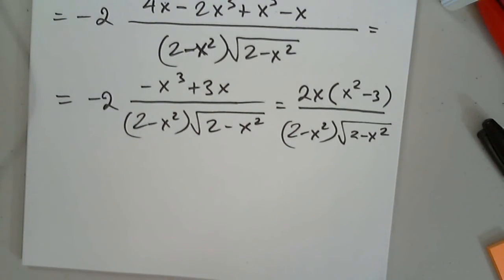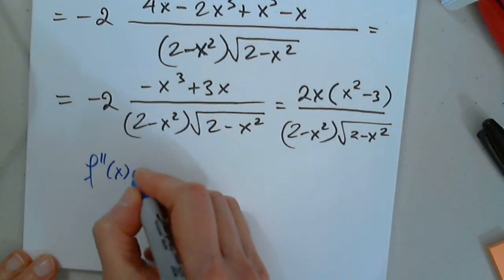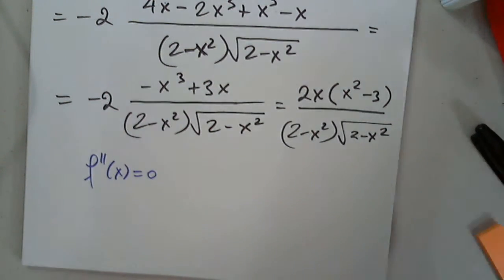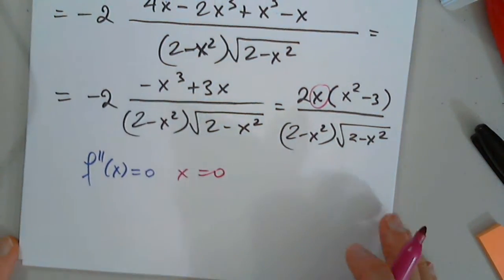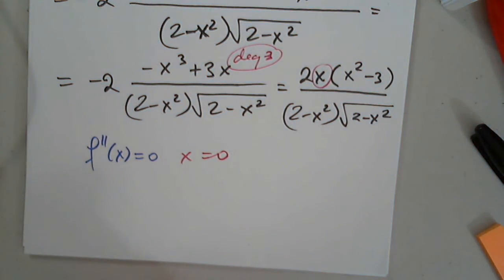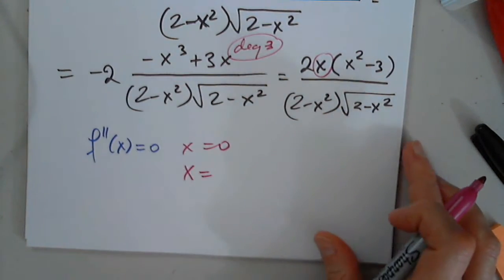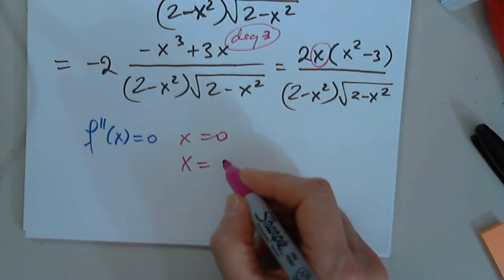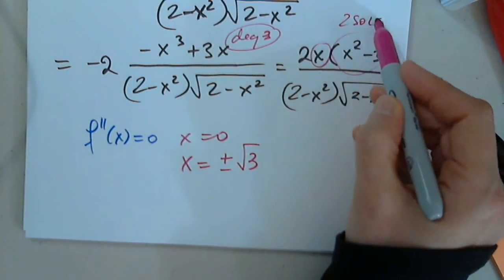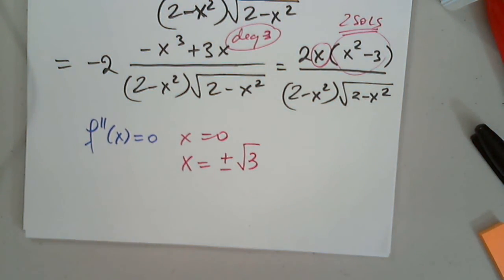Terrible. So let's see, when is the second derivative 0? Anyone? Zero. Yes, one of them is 0, correct. When x is 0, very good. It has degree 3, so we have to come up with 3 solutions. When x is the square root of 3? 2 solutions, right? So this has to have 2 solutions, right? Good. So we found the solutions.